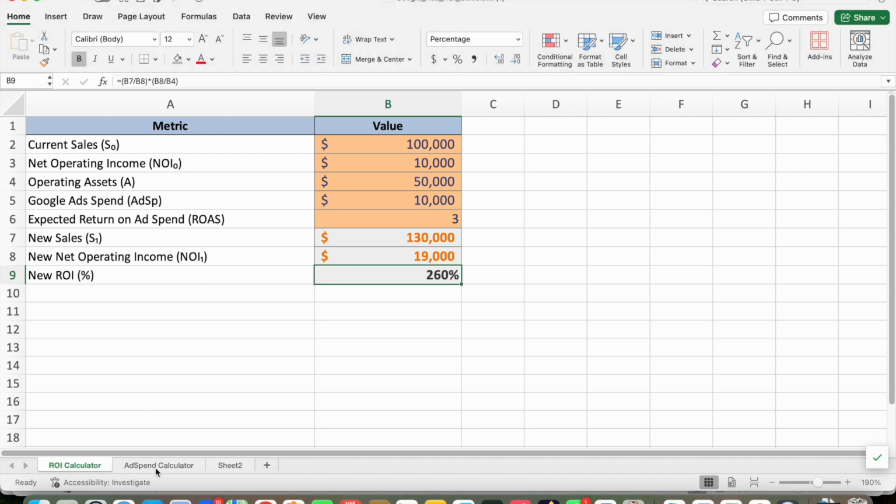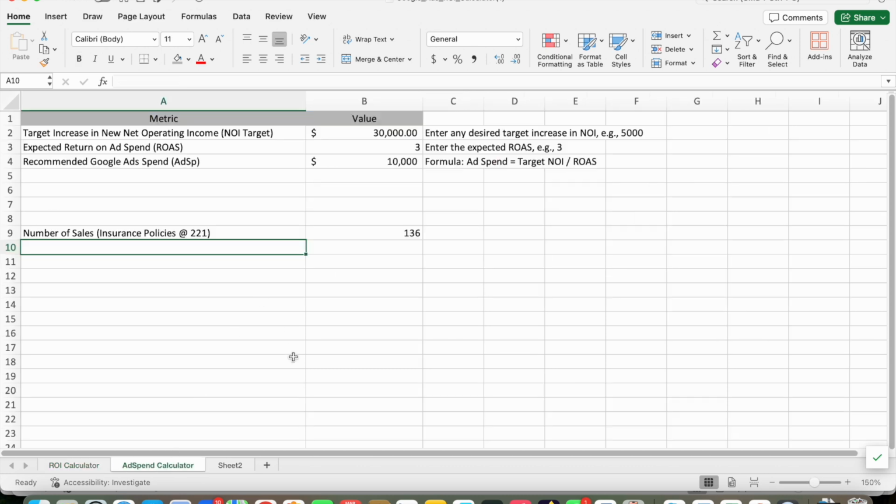Now let's simplify it. If we go over here, what we see is that if we do a target increase in net new operating income of $30,000 and we plug in our ROAS, or return on ad spend, then we get a recommended Google ad spend budget of $10K. It's pretty straight, right? If I want to make $30K and I'm converting every dollar of ad spend into $3 of sales, there it is.